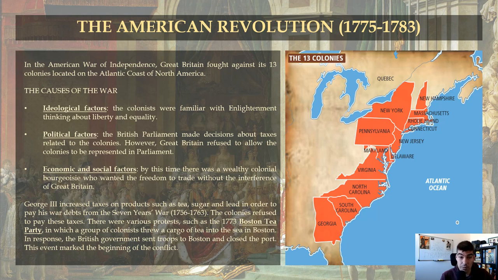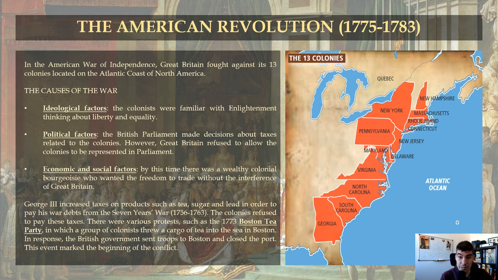What were the causes of the war? First, ideological factors, because the colonies were familiar with the Enlightenment ideas. They had read the Enlightenment authors, and they were familiar with these ideas of equality and liberty. Then political factors, because the British Parliament made decisions about taxes, and raised taxes related to the colonies. The colonists had to pay taxes, but they didn't have any kind of representation in the British Parliament. So one of their slogans was "no taxation without representation."